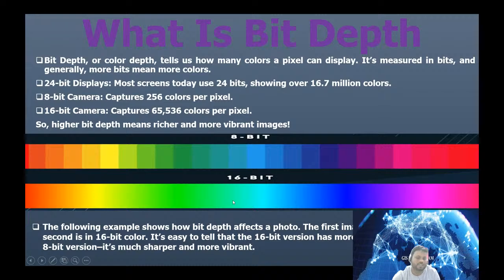The following example shows how bit depth affects a photo. The first image is in 8-bit color and the second is in 16-bit color. It is easy to tell that the 16-bit version has more color information than the 8-bit version. It's much sharper and more vibrant.